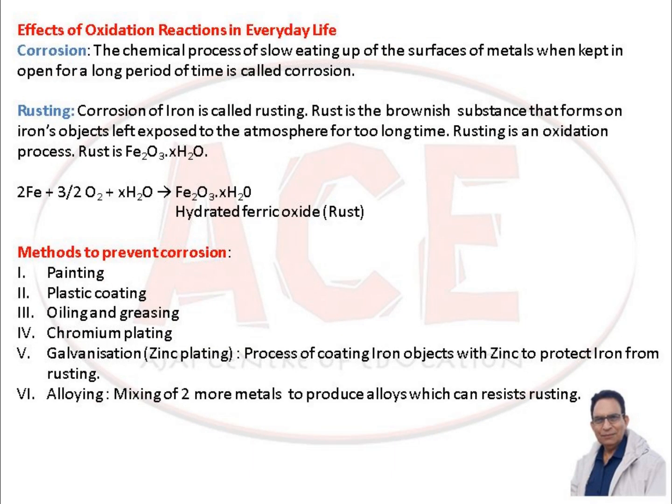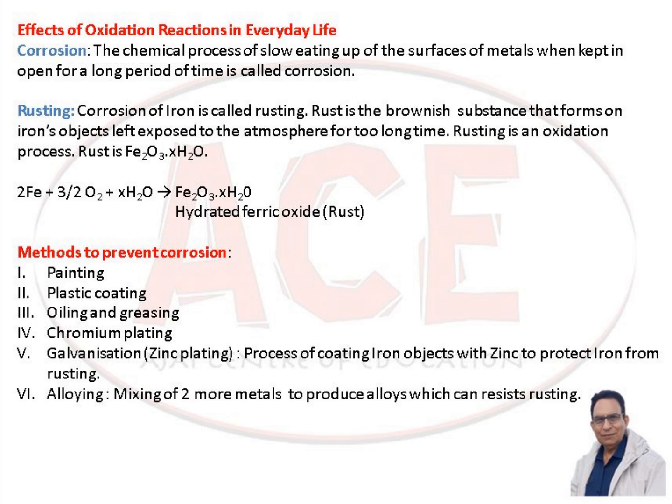Effects of oxidation reduction in everyday life. Corrosion. The chemical process of slow eating up of the surfaces of metals when kept in the open for a long period of time is called corrosion. Rusting. Corrosion of iron is called rusting. Rust is the brownish substance that forms on iron objects left exposed to the atmosphere for too long a period of time. Rusting is an oxidation process.